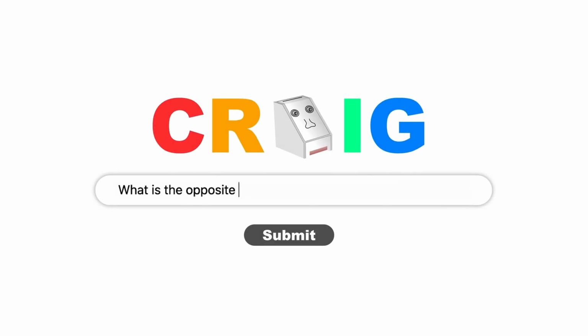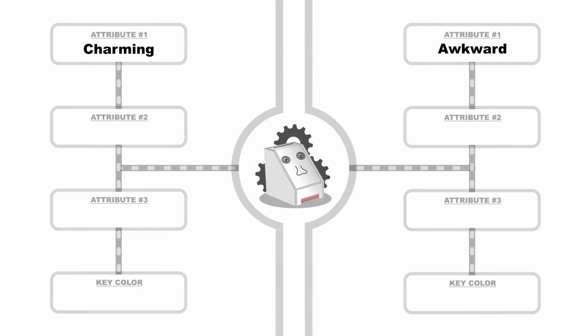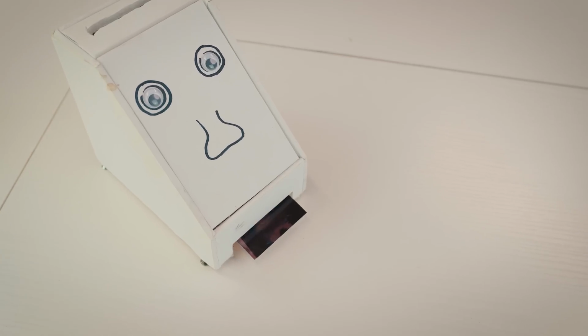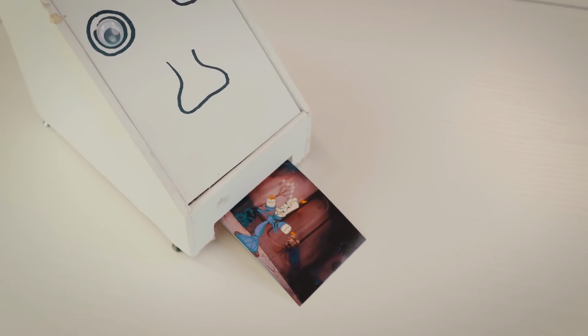Okay, Craig, with this information, what is the opposite of charming, bold, optimistic, and the color bronze? So according to Craig, the opposite of charming is awkward, the opposite of bold is reserved, and the opposite of optimistic is pessimistic. And the opposite color of bronze is blue. Let's see the opposite version of Lumiere.